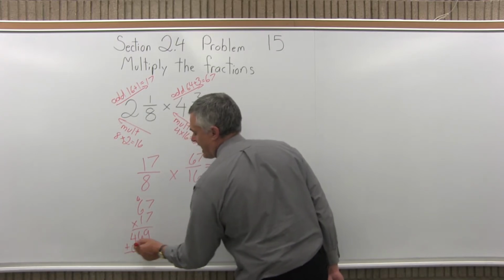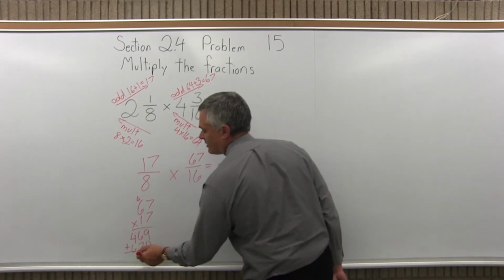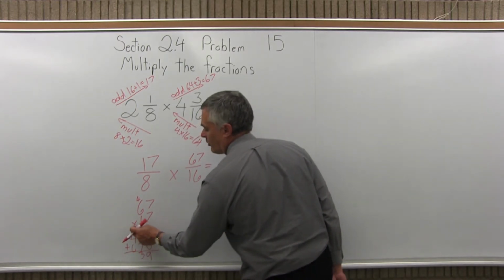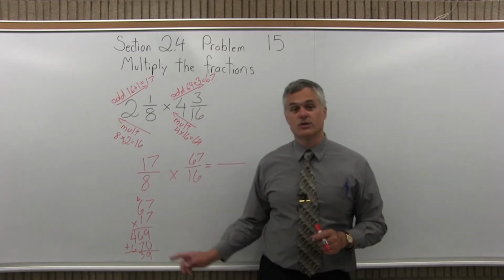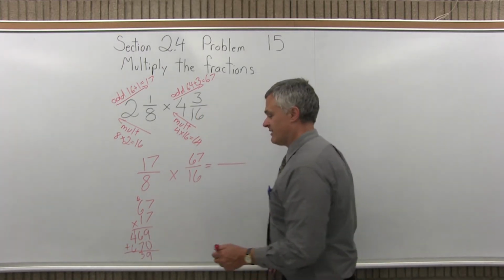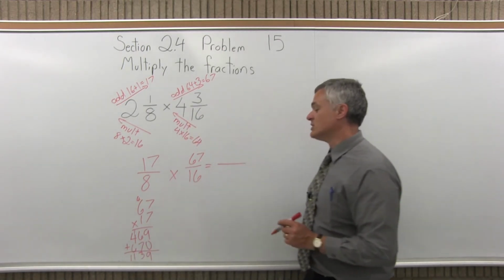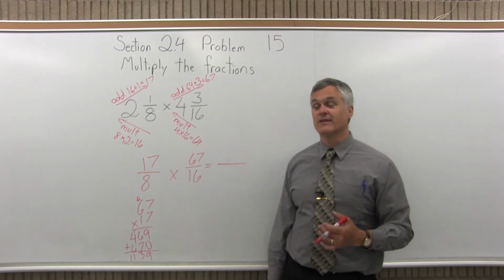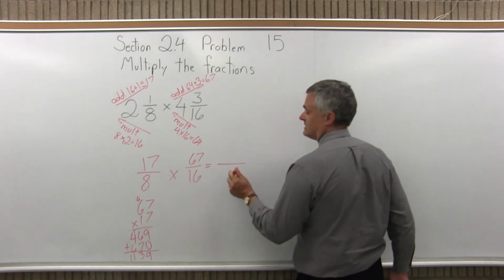And then I will add: 9 plus 0 is 9. 6 plus 7 is 13. I write the 3, carry the 1. And then 1 plus 4 plus 6 will be 11. 1 plus 4 is 5. 5 plus 6 more is 11. So I have an 11 with a 39 after, which is 1,139. That's the result of multiplying the numerator 17 times 67.